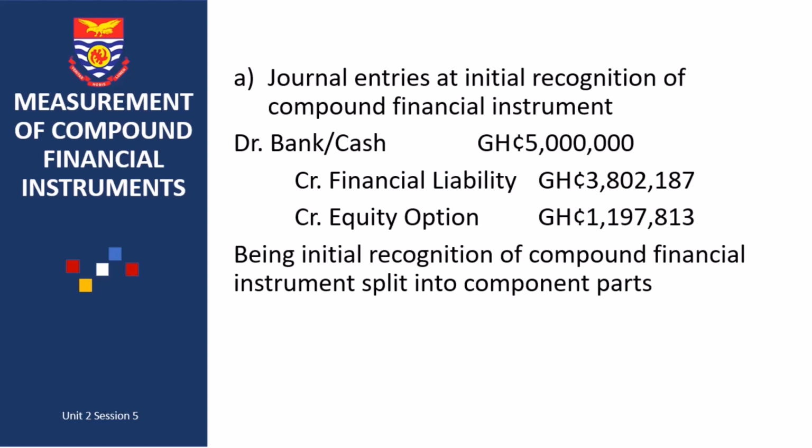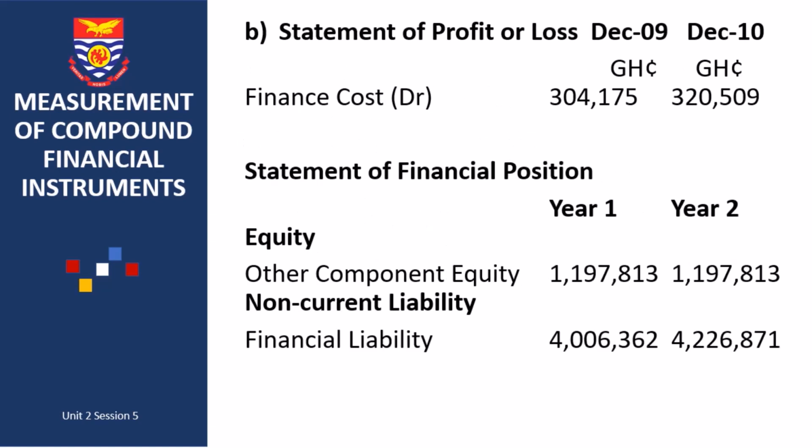You credit financial liability with the 3,802,187. Then you credit the equity option with the balance. Then you give your narration, being initial recognition of compound financial instrument split into component parts. So this is the first aspect of the question. What you are required to do, you have to pass a journal, and this is how the journal entries look like at initial recognition. The subsequent one is the amortization, and you use the amortization figures to prepare the extract.